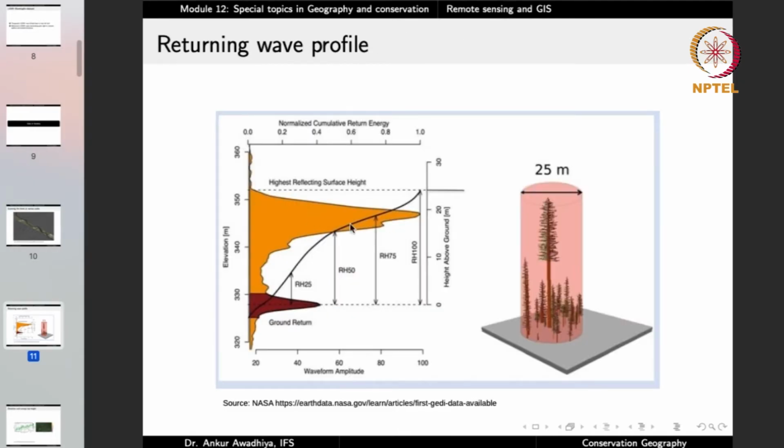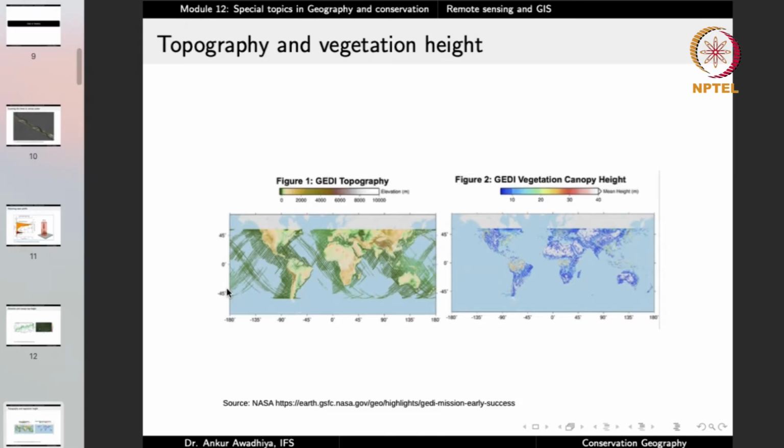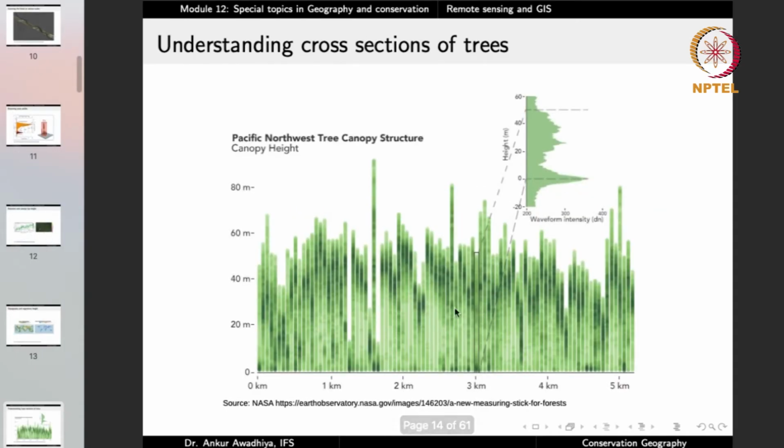But not just that, if you look at this curve, you will find that this also has a particular shape, telling us the amount of energy that is getting reflected from different heights of the tree, and that can be used to compute the characteristics of the tree. So in the first level we can compute the topography, then we can compute the vegetation canopy height, followed by the cross sections of the trees.